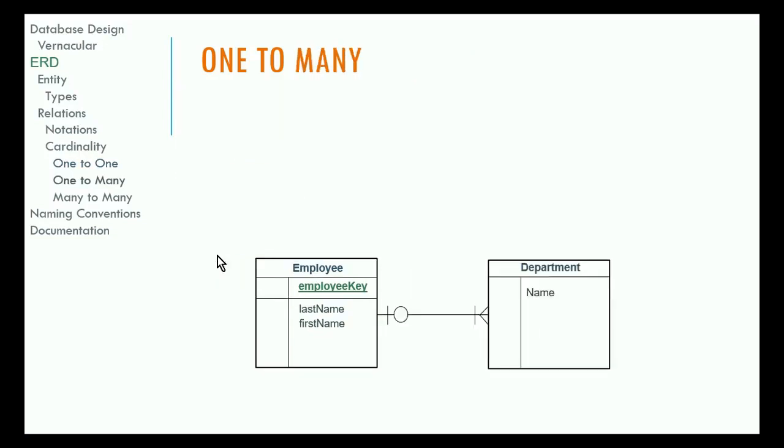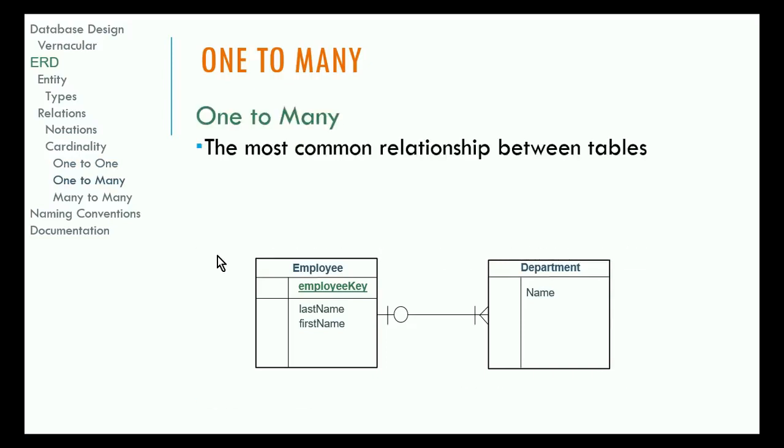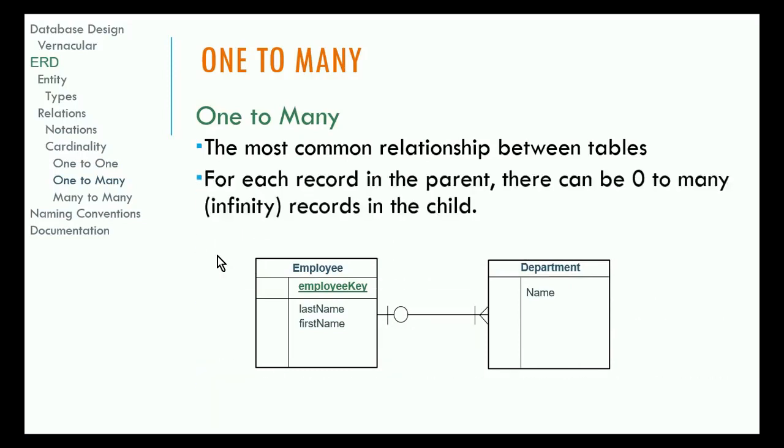Now, one that is very common is a one-to-many relationship. You'll have a lot of one-to-many relationships. They are by far the most common relationship between tables, or between entities, I really should say, in most ER diagrams and in most databases in general. For each record in the parent, there can be 0 to many or infinite records in the child. So if you look at my example at the bottom, an employee can exist in one or many departments, and a department can contain 0 or 1 employee.